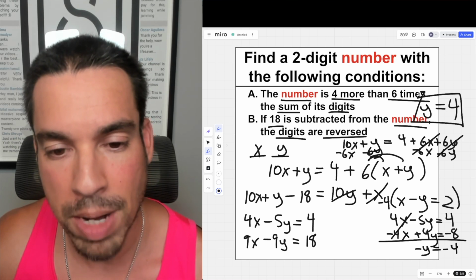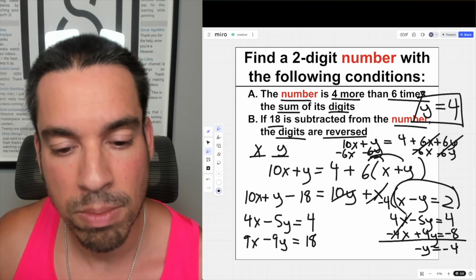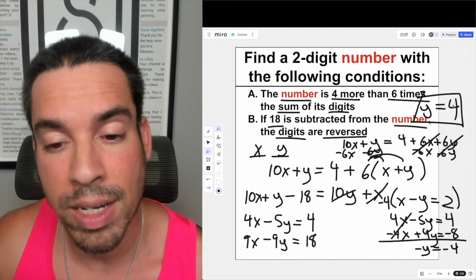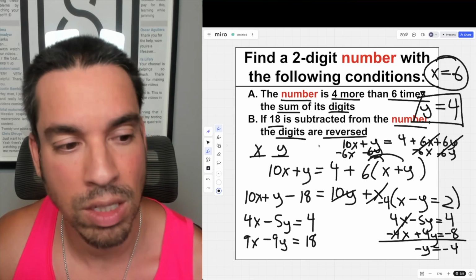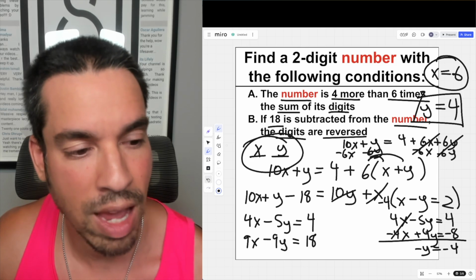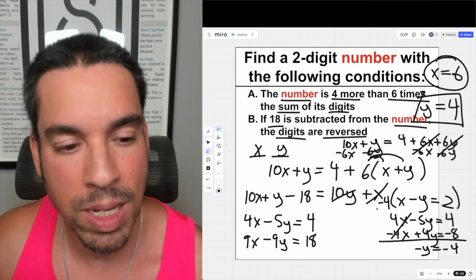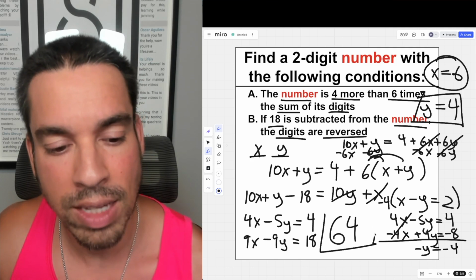We're going to box this. Now we're going to figure out what x is. Well, we already know from this equation right here, x minus y is equal to 2. What minus 4 is equal to 2? That is 6, so x is equal to 6. Now, if we remember, the original setup was x, y, with x in the 10 spot and y in the 1 spot, which means that the number is 64. That's how you do it.